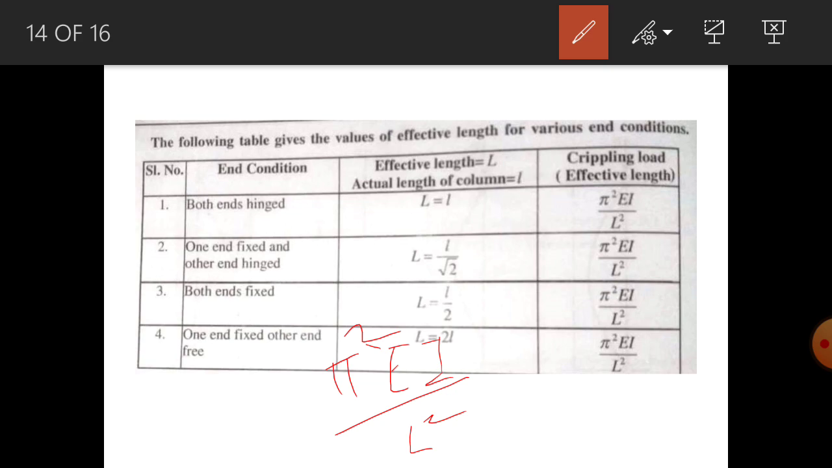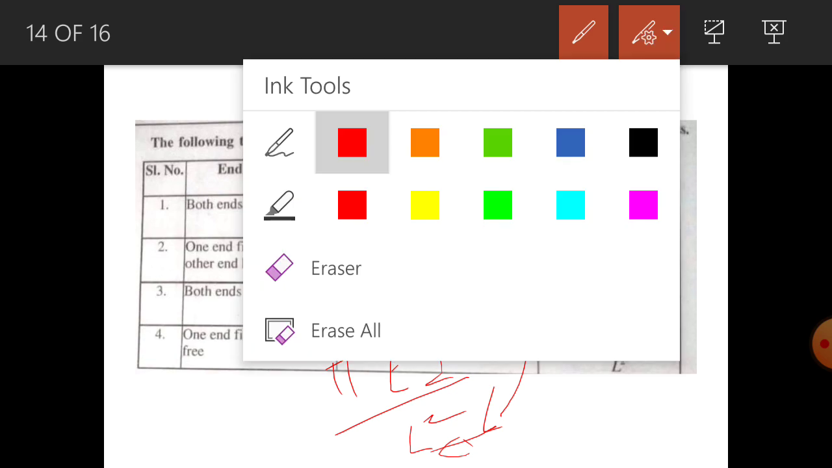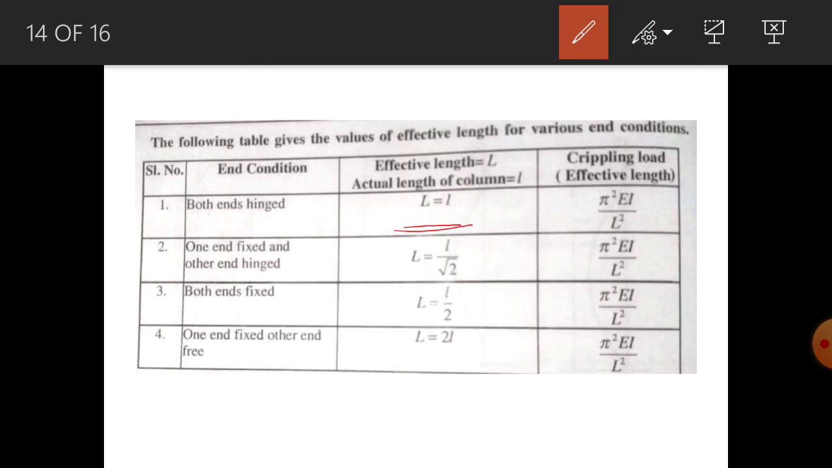Okay, so what we are going to do is, this is the length of the column, it is not the effective length, it is the length of the column. So we are going to substitute these values whenever the support condition is given into L. Understand what I am saying? Whatever effective length you have got, we are going to substitute here in this L. If it is L by root 2, then you convert the L by root 2 and put the value here. Okay, you can do that.